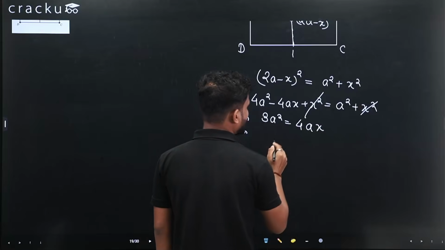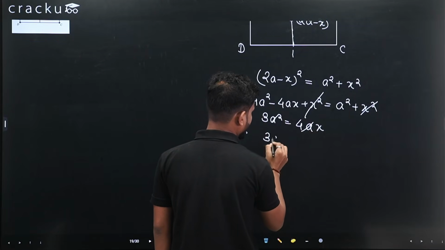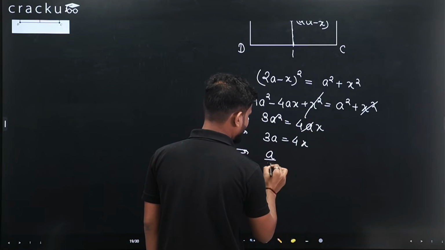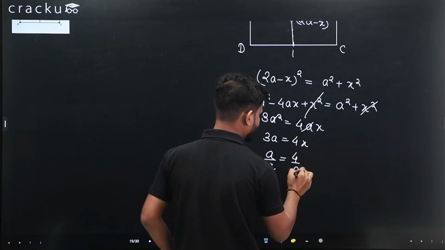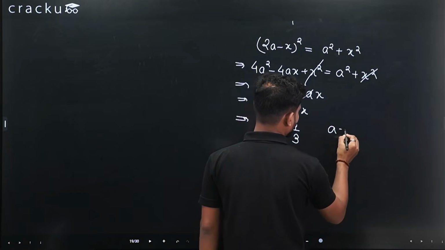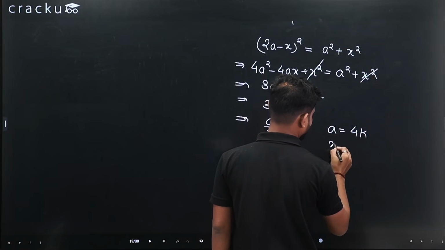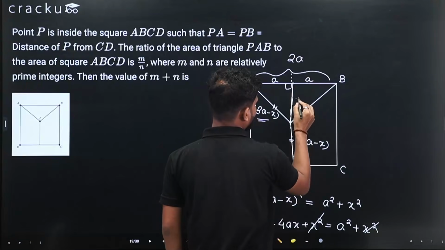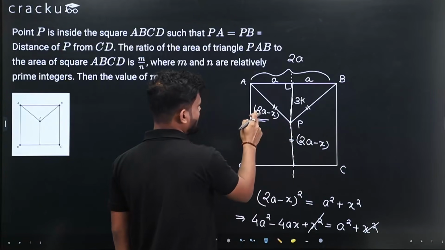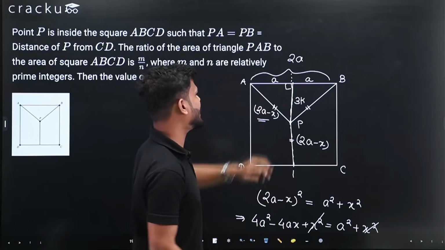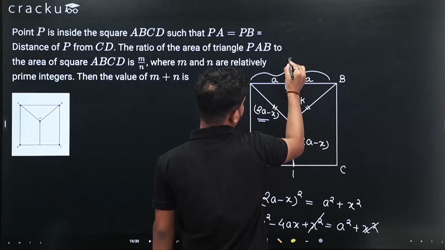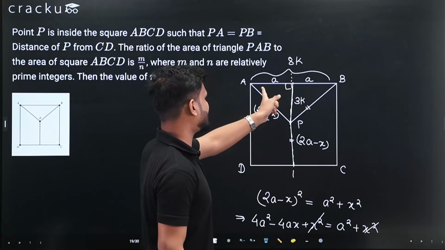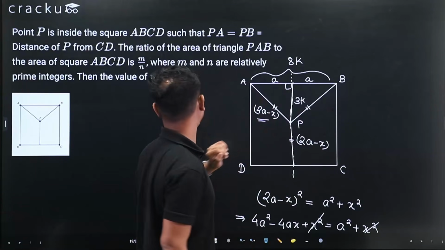Or what can I say? I can say 3a is equal to 4x, or a by x is equal to 4 by 3. Let us say a is equal to 4k and x is equal to 3k. So this will be 3k, this will be 4k, and 2a will be 8k. Correct? And 8k is the base of this triangle PAB.